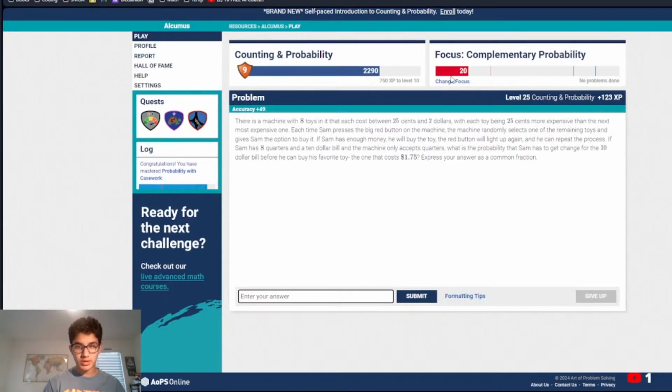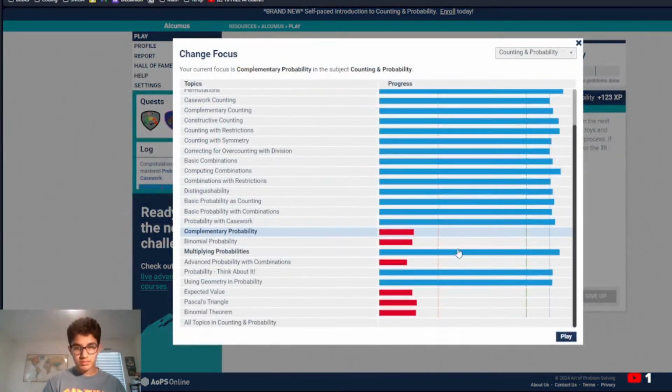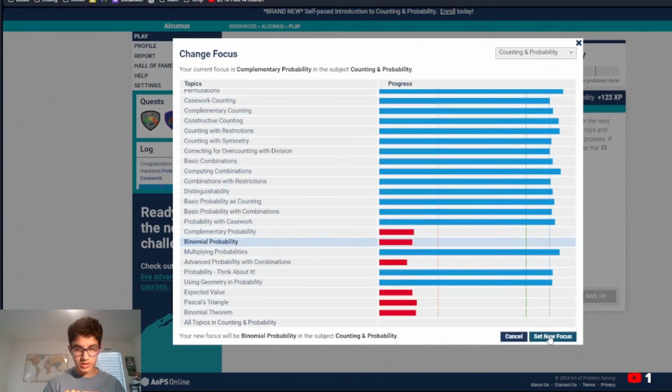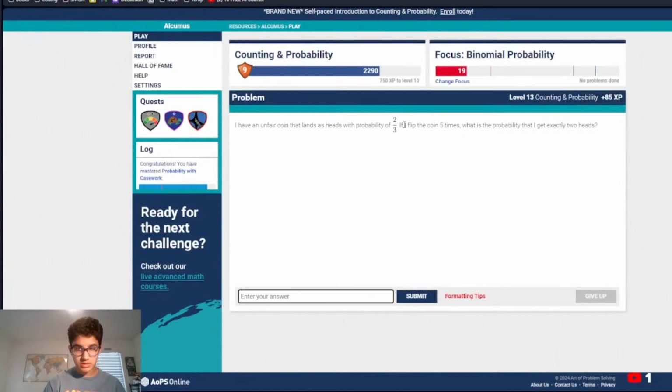Now it's complementary probability. Let's see. Binomial probability. Let me just try it because I actually haven't done binomial probability. I've never actually read about it. I just guessed that it's probably what it sounds like.